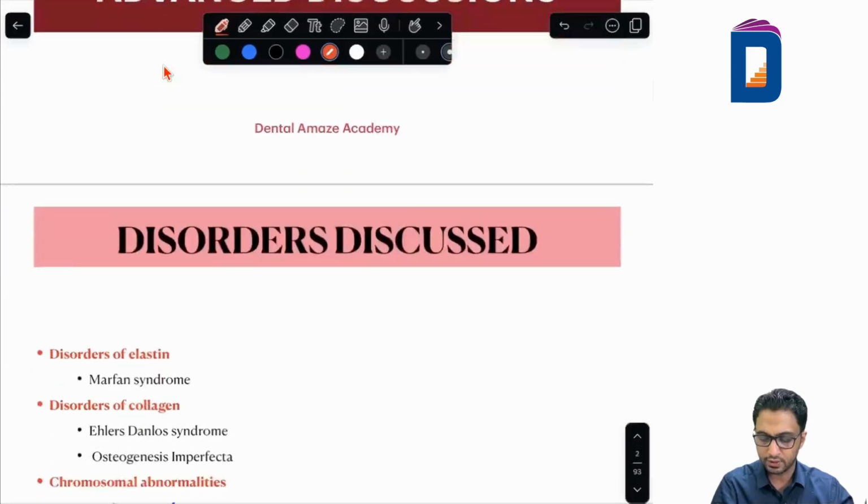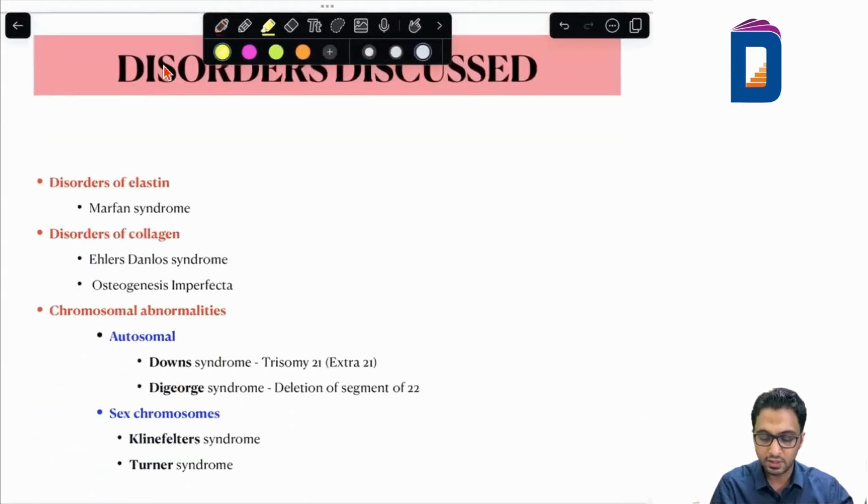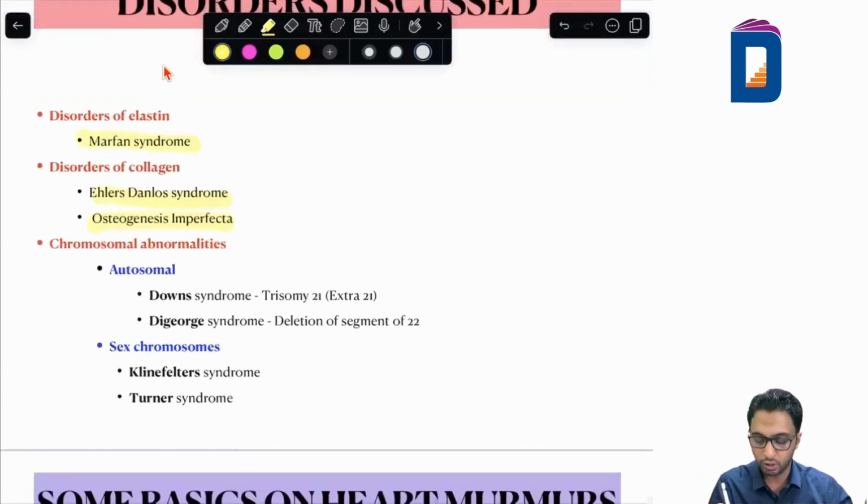Just a quick review of the lesions we're going to discuss. Marfan syndrome, which is a disorder of elastin; Ehlers-Danlos syndrome, which is a disorder of collagen; and osteogenesis imperfecta, a little bit, again a disorder of collagen at the clinical level. Then we will see two autosomal disorders, Down and DiGeorge syndrome: one is trisomy 21, the other is deletion of a segment of chromosome 22. Then the sex chromosomal Klinefelter and Turner syndromes. Now, it's not limited to this.